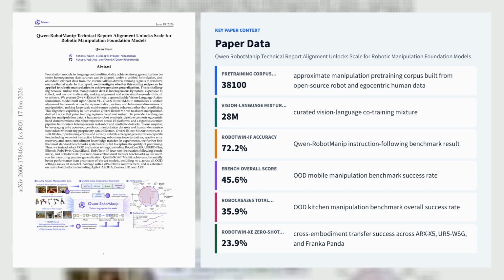It reaches 72.2% on RoboTwin IF versus 49.6% for π0.5, 45.6% on eBench versus 27.1%, 35.9% on RoboCasa 365 versus 16.9%, and 23.9% zero shot on RoboTwin XE versus 7.5%. In real-world evaluation, the model also ranks first on RoboChallenge Table30 v1 with a 20% relative improvement and shows strong robustness on Agilex ALOHA, Franka, UR, and ARX, validating the paper's central claim that alignment is what makes large-scale manipulation pre-training transferable.